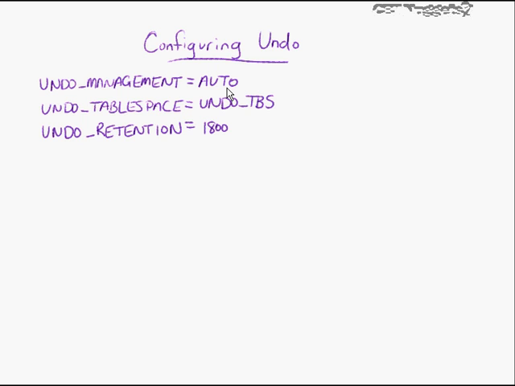If you want it to be the other way around, using rollback segments, then you would set this to be manual. Now you can have more than one undo table space in your database, but only one of them is going to be active at a given time. So if you have more than one undo table space defined in your database, then you need to specify which one is in use. So that's where we specify that right here.